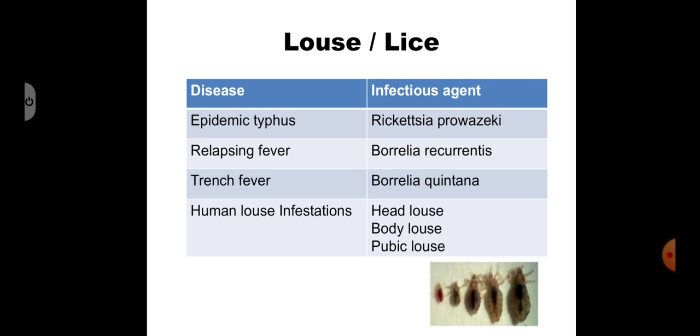Looking into louse-borne diseases. Louse is the singular form and lice is the plural form. We all must have had this, the lice in the hair. So it can cause human louse infestations like head lice, lice present in the hair, or they can exist on the body and even on the pubic hair. Some bacterial diseases caused by lice are epidemic typhus, relapsing fever, and trench fever.